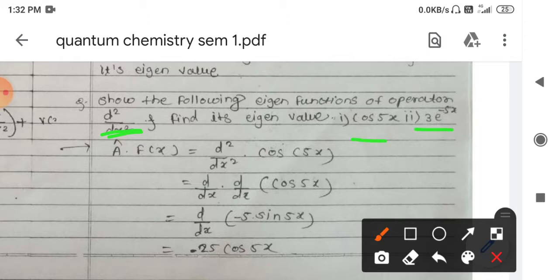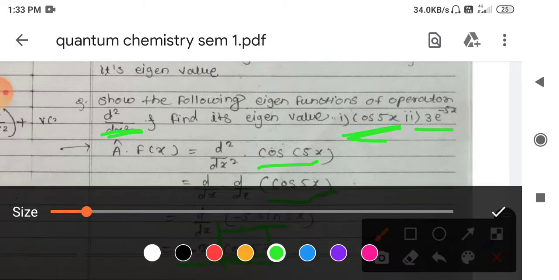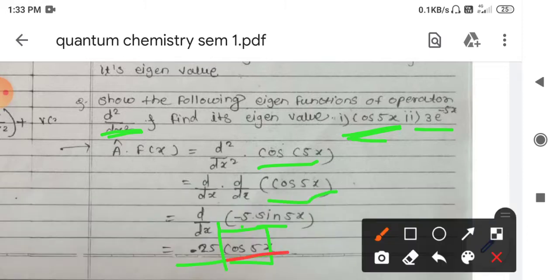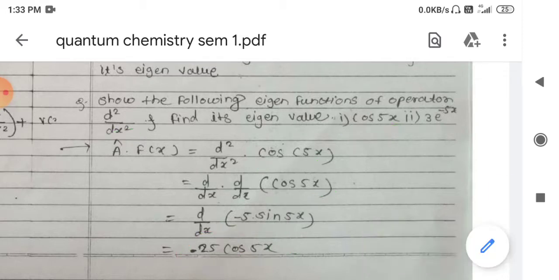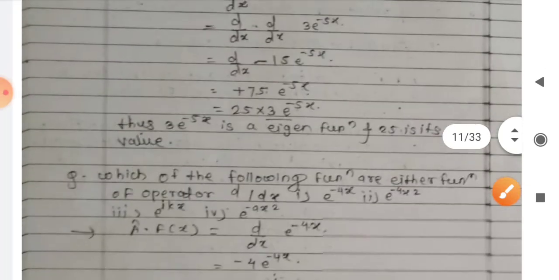Consider the first function, cos 5x. Differentiation of cos is minus sin, so minus sin 5x into 5, and finally we get the answer minus 25 into cos 5x. Out of this we can say that this is again the same function f of x, and the value obtained, minus 25, is nothing but the eigenvalue.